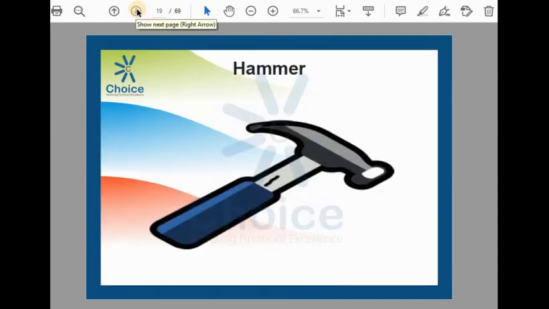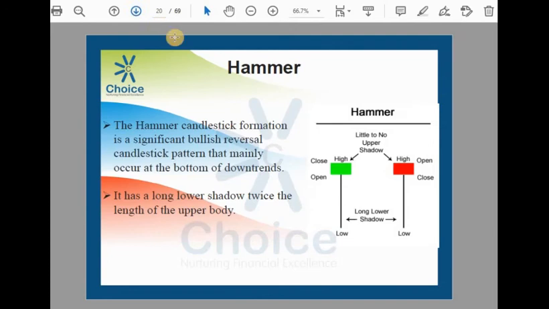Next, we will discuss the hammer pattern. The hammer candlestick formation is a significant bullish reversal candlestick pattern that mainly occurs at the bottom of downtrends. It has a long lower shadow, twice the length of the body.